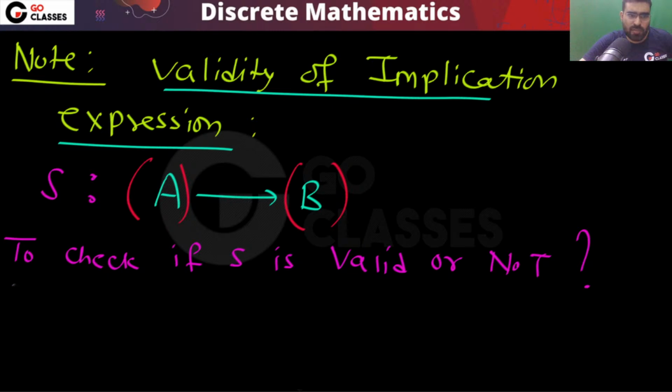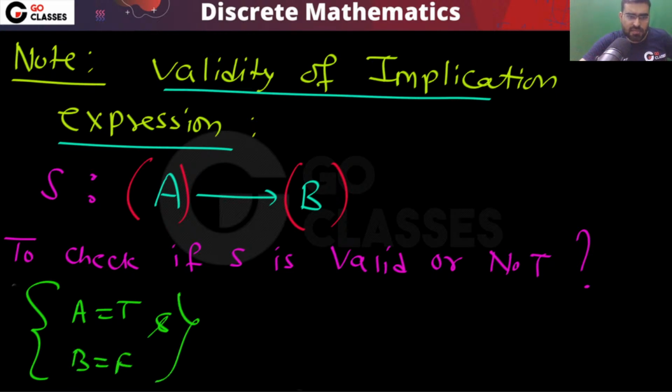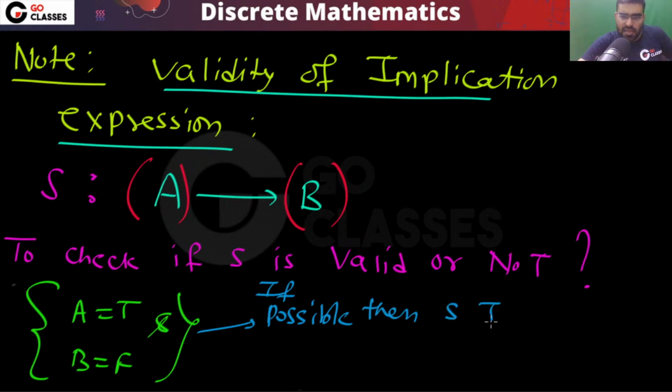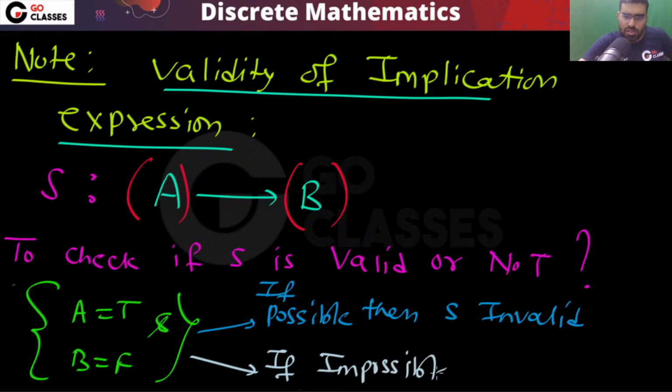See, is it possible? Can you make A true and B false? If this is possible, then S is invalid. Remember, if it is possible, then S is invalid. If this is impossible, then S is valid. Very simple. This is the best way. All you have to do.